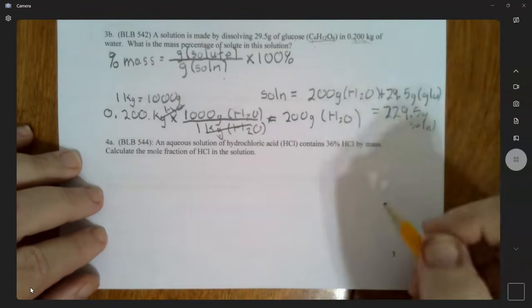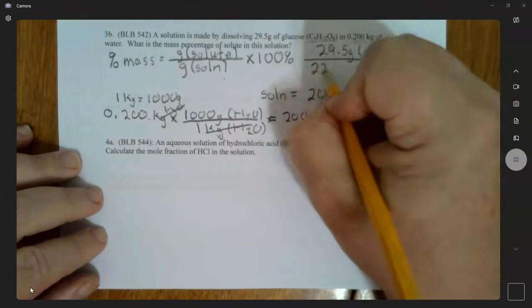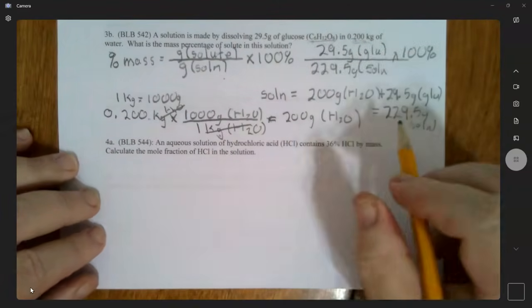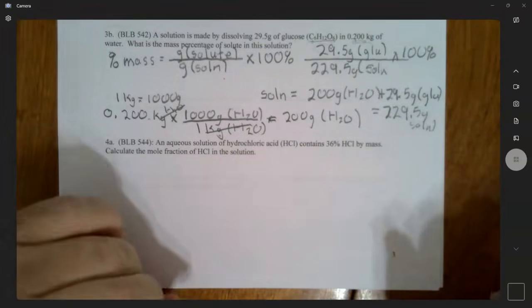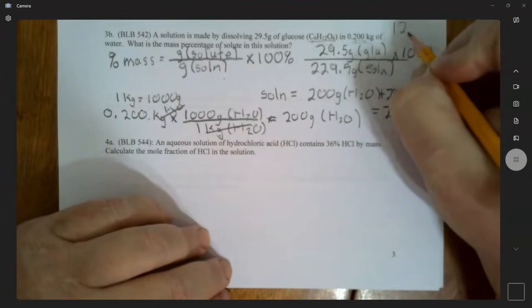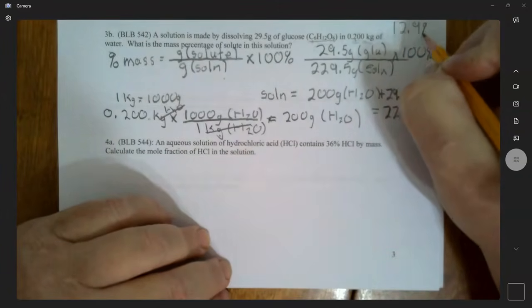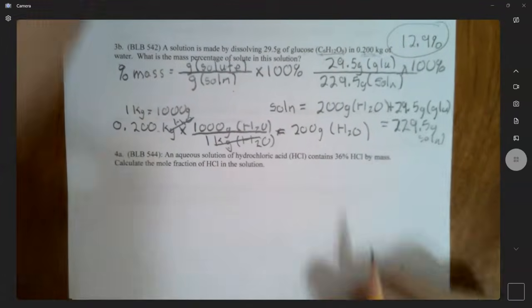Okay, good. So now you can come up and finish the problem here. Get that times 100%. And that's going to give us 12.9% glucose by mass. That's the way you would say that.